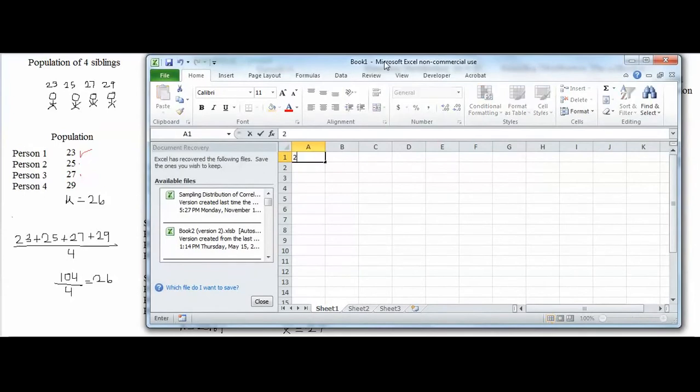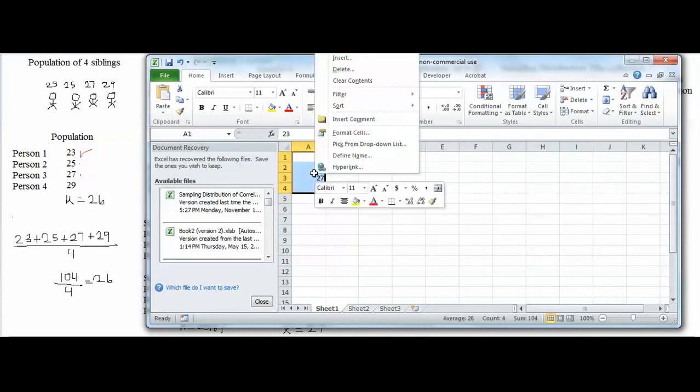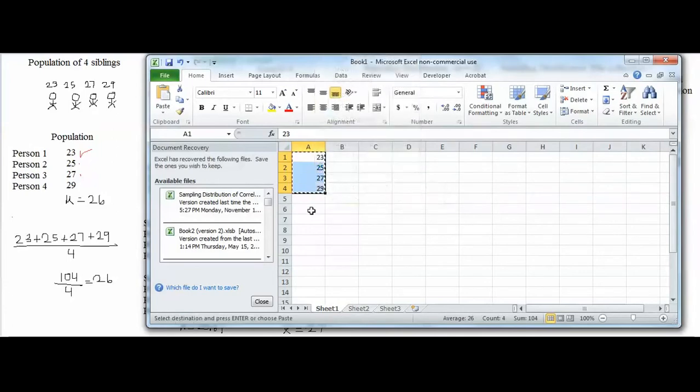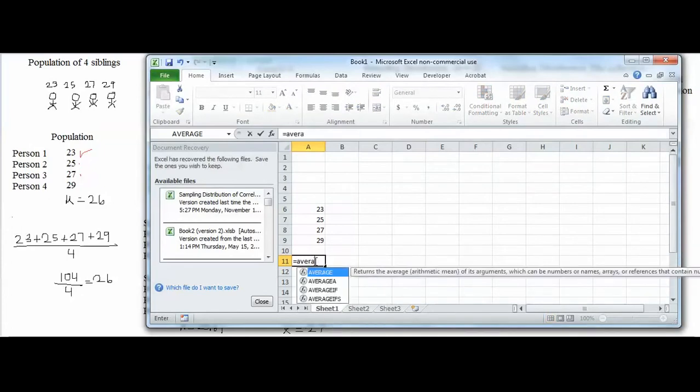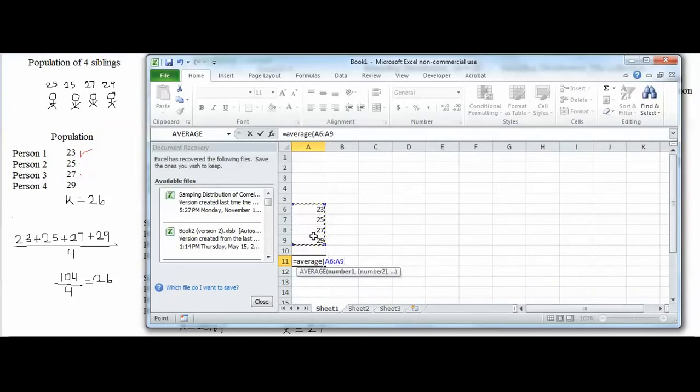So let's type in 23, 25, 27, and 29. And then let's find the mean of these numbers. We type in equals average. We put a parentheses right there. We highlight the numbers, and then we can close it like this. And we get the average of 26.